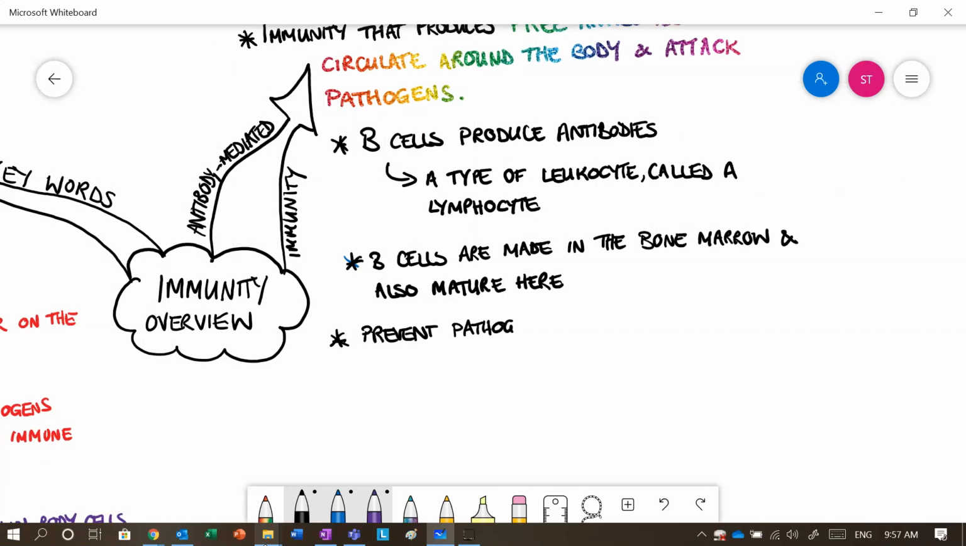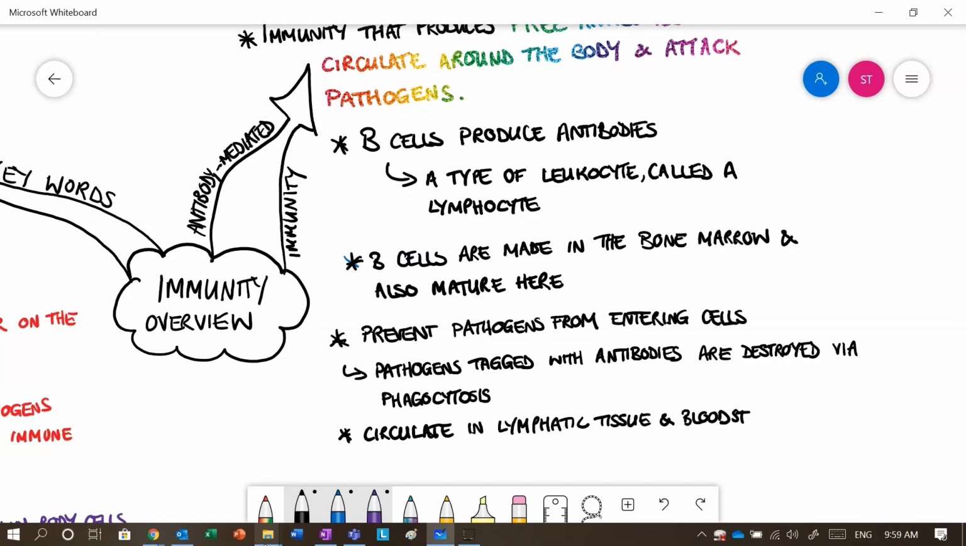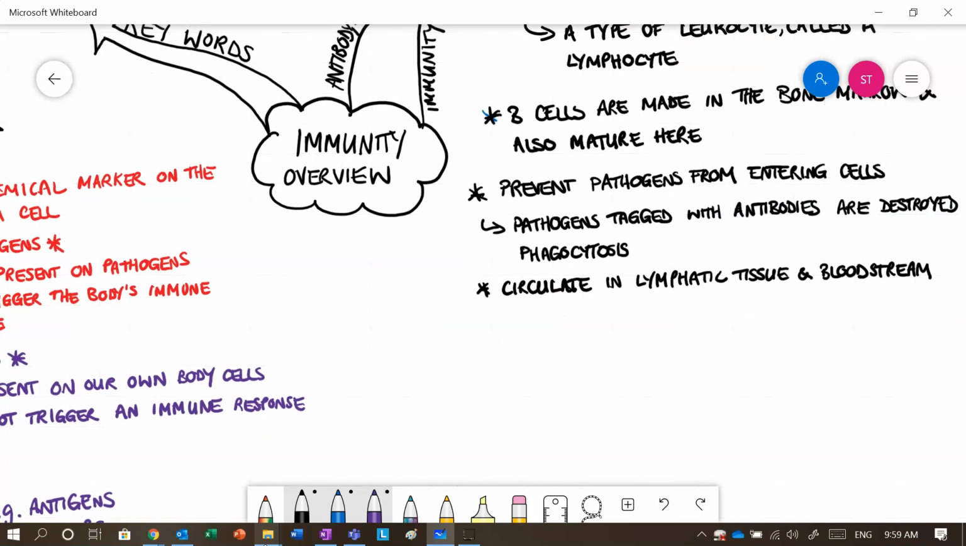How they work is that they prevent pathogens from entering cells. So that's a crucial difference compared to the second type of immunity. They don't let the antigens and the pathogen enter the cell. What they do is they stick to the outside by combining to form that antigen-antibody complex, which essentially tags antibodies, and that earmarks them to be destroyed by macrophages which carry out phagocytosis. B lymphocytes tend to circulate in lymphoid tissue and they come from the bloodstream, remembering that's where they are made, in the bone marrow.